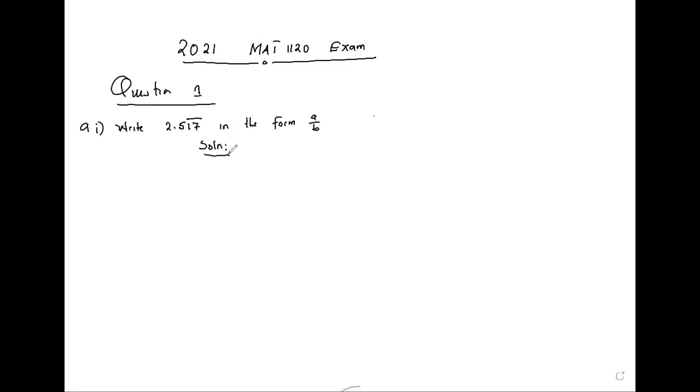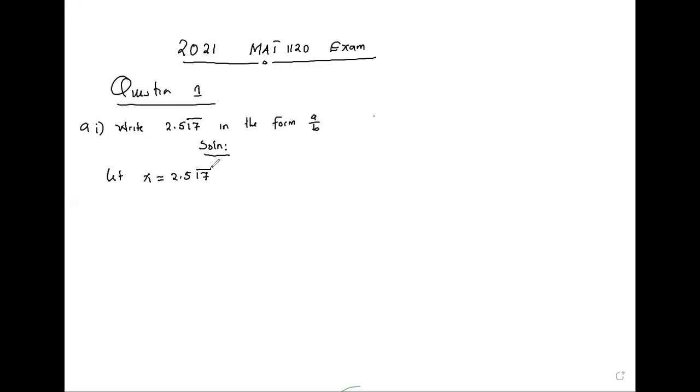Obviously, as you enter the exam room, these are the easy questions you're expecting before the hard questions. So on the easy ones, you must get them correct before you think of getting the hard ones. So in this case, what do you do? First, you let x be equal to 2.517 with a bar.